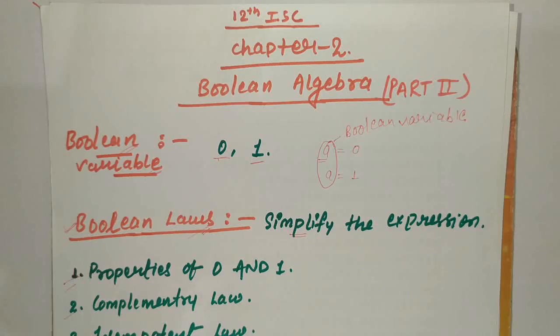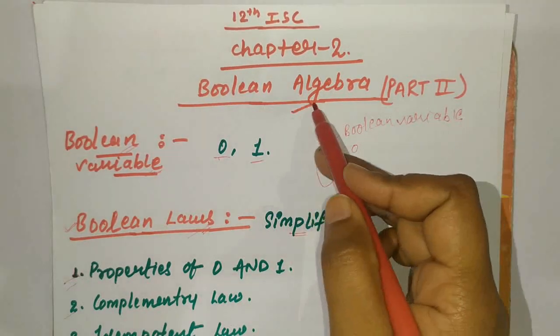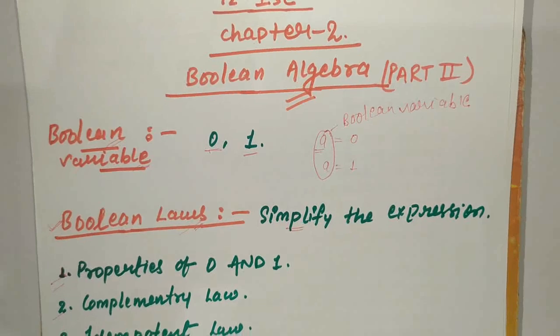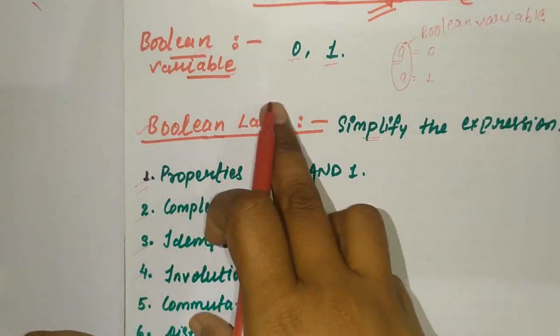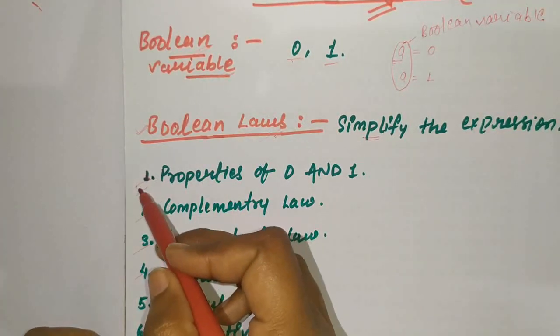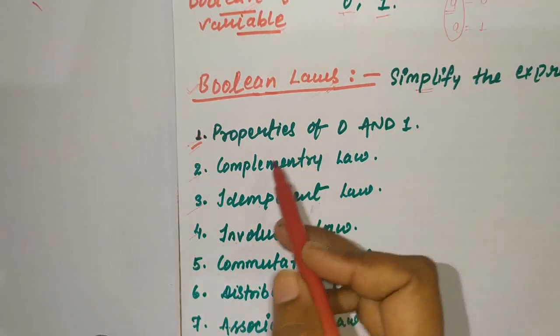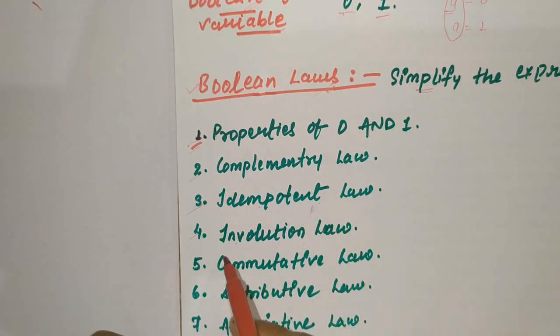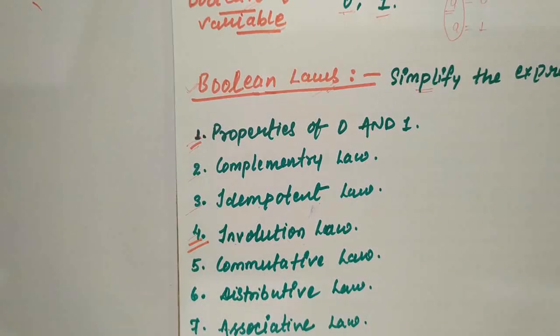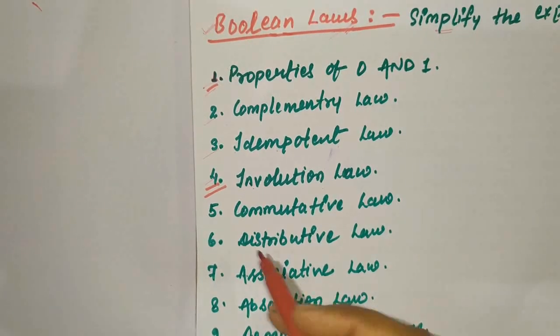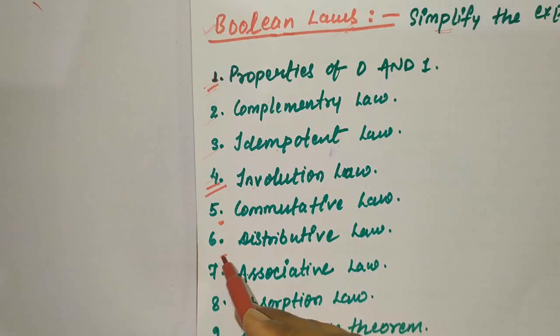Hello everyone, this is the second part of Boolean algebra. In the previous class, I discussed the Boolean variables and Boolean laws, and there are 9 laws. In the previous class we discussed the property of zero, complementary law, idempotent law, and involution law. In this video, we discuss the commutative law, distributive law, associative law, and absorption law.